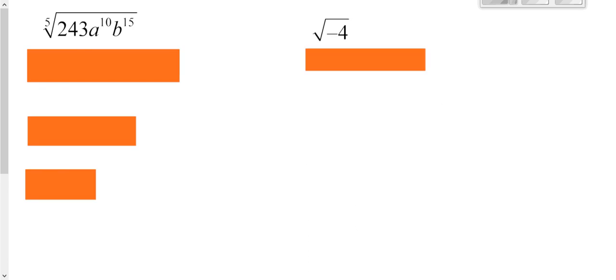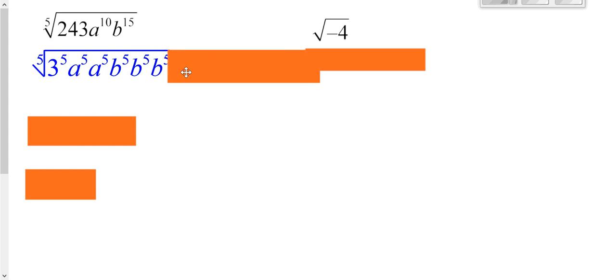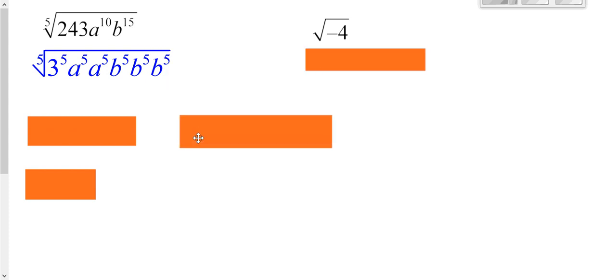So here we have a 5th root. Well, with a 5th root, we want to try to get all the insides to be 5th powers. So 243 is really a 3 to the 5th. A to the 10th would be an a to the 5th times another a to the 5th. A b to the 15th would be a b to the 5th times another b to the 5th times a third b to the 5th.